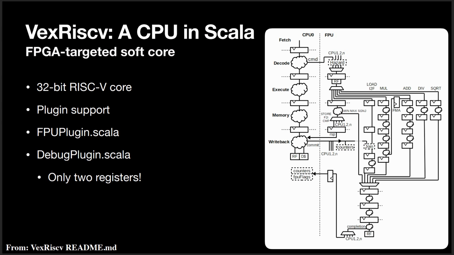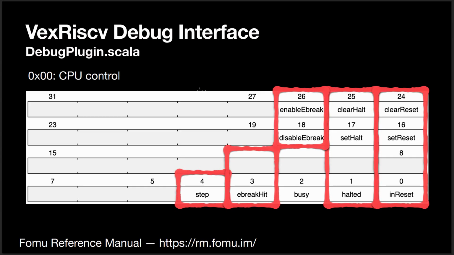But the one we're interested in is the debug plugin, which is interesting because it's only 2 registers. For starters, there's this 32-bit register here. This is address 0. You can see that I've highlighted basically everything in here, because from this one register, you can do things like reset the CPU. You can test to see if it's halted. If the step bit is set and you unhalt the CPU, it will do one instruction and then halt again.